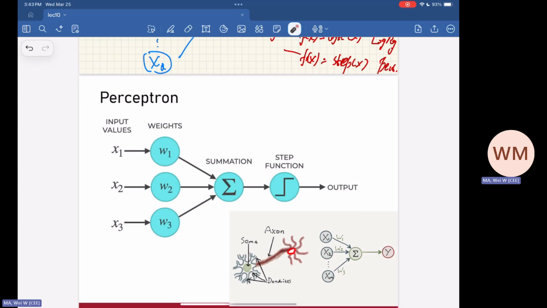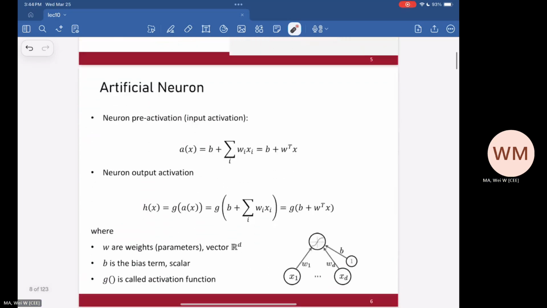This is actually very similar to a cell in your brain. For example, this cell has many connections, and different connections have different strengths, and this strength is modeled by the weight. Then you sum them together, and you can determine whether this neuron is activated or not. We call that the activation function. Then we have some output. That gives you the very basic unit in the neural network. We call it a neuron, 神经元.